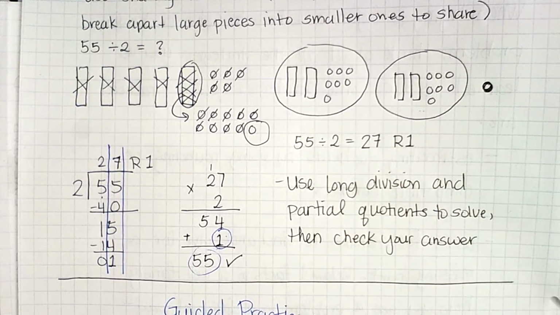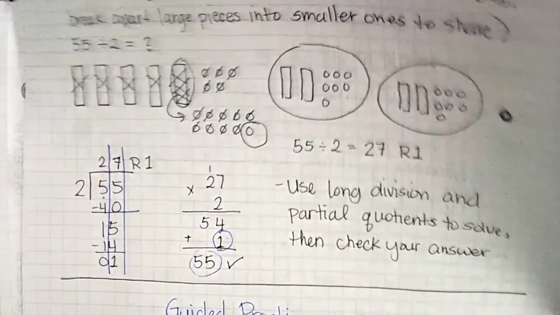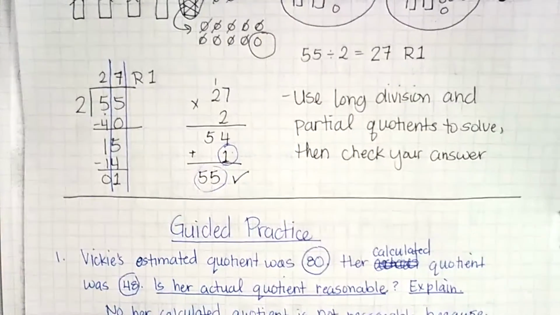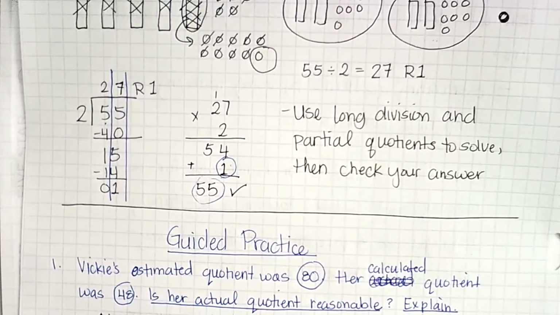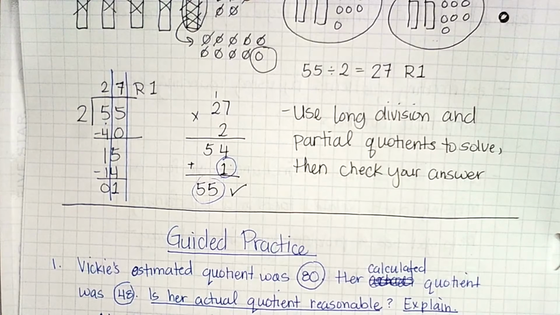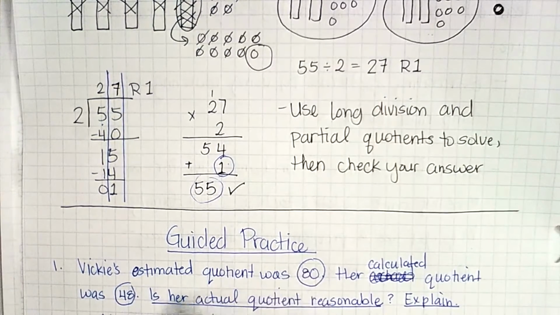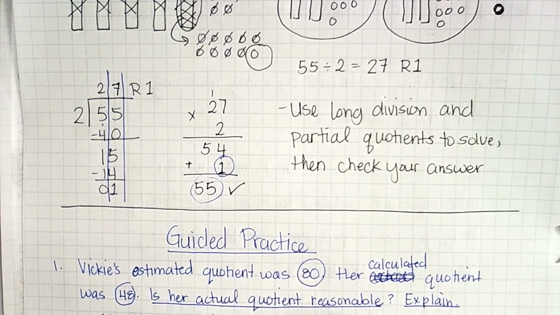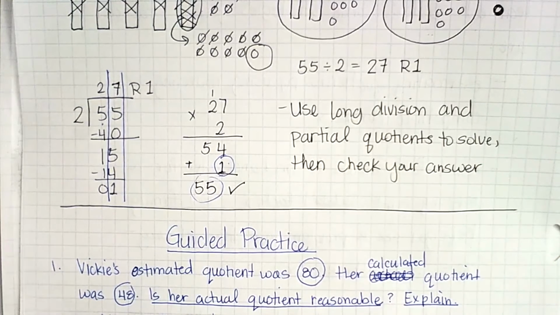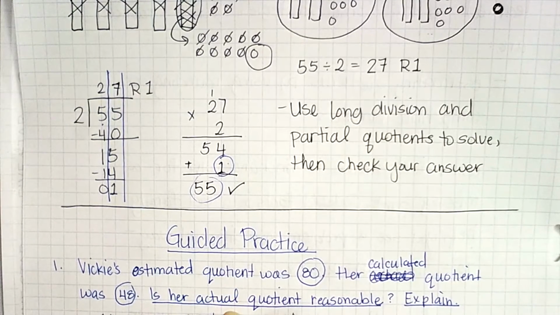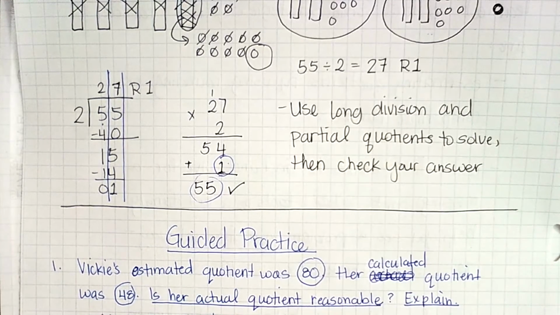So next we're going to get into our guided practice for this lesson. Now our guided practice question, the first one said, Vicky's estimated quotient was 80. The actual quotient she calculated was 48. Is her actual quotient reasonable? Explain. Annotate your questions, circle your numbers, underline everything that you have to do. So we have to do 2 things. We have to decide, is her answer reasonable? And then we have to explain.